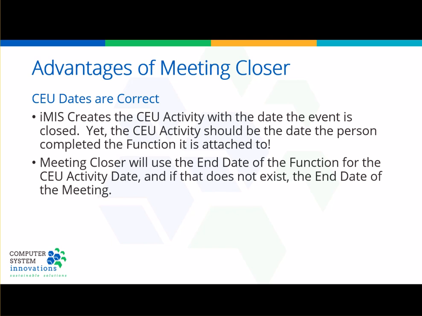So Meeting Closer is going to use that end date of the function as the CEU activity date. And if someone forgets to put a function end date in there, then it jumps to the actual meeting end date. So it actually has a little bit of a backup there so that it can check that.